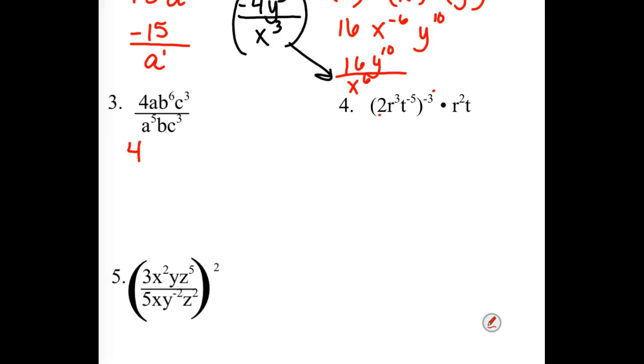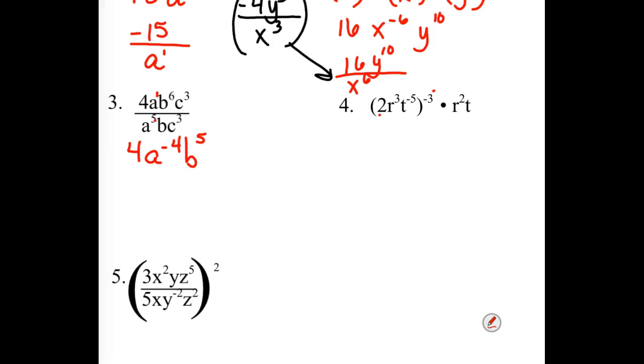What's the rule that we have when we have variables in the numerator and denominator? We subtract them. So what do we get if we take this 1 here and subtract the 5? Okay. Looking at the B's, we have 6 in the numerator and only 1 in the denominator. Subtracting would leave us B to the 5th.